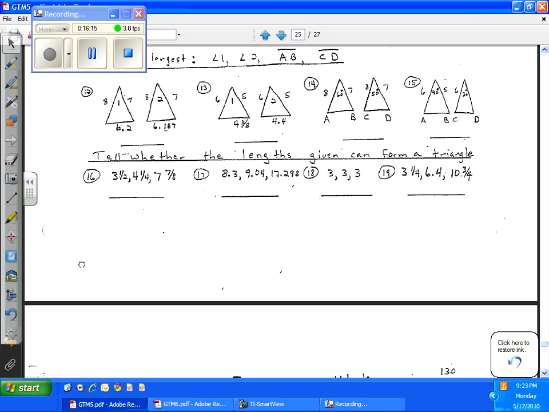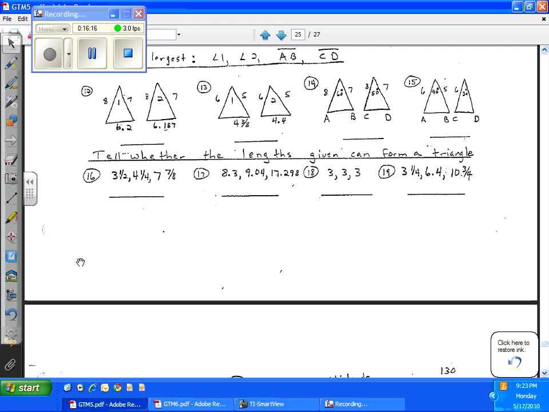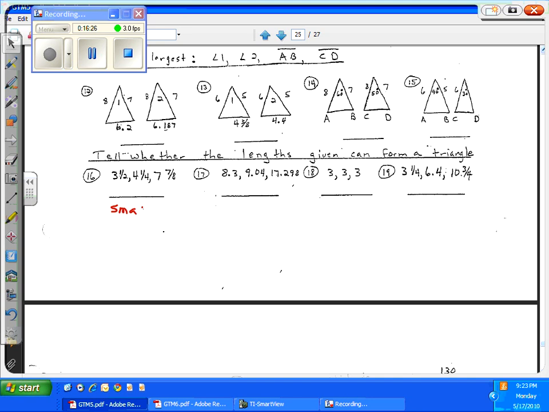16 through 19 says, tell whether the lengths can form a triangle. Now, to be a triangle, the sum of the smaller two must be greater than the largest. So what we're going to do is check it out like this. Small plus small must be greater than large to be a triangle. So we're going to check out small plus small, 3 1/2 plus 4 1/4, and we're going to compare that to 7 7/8.